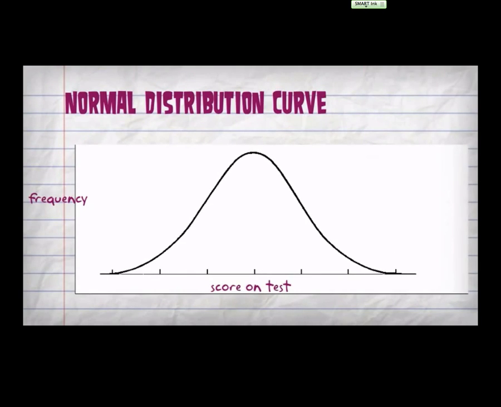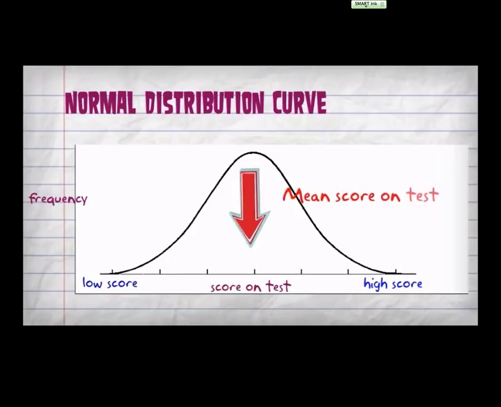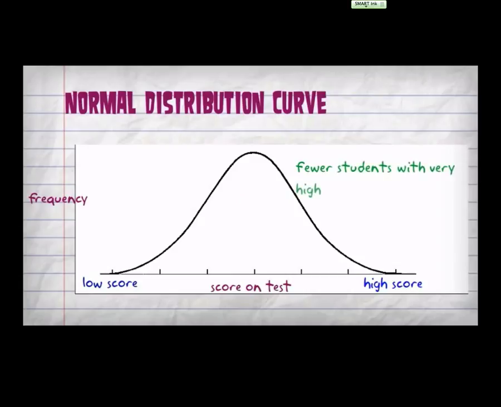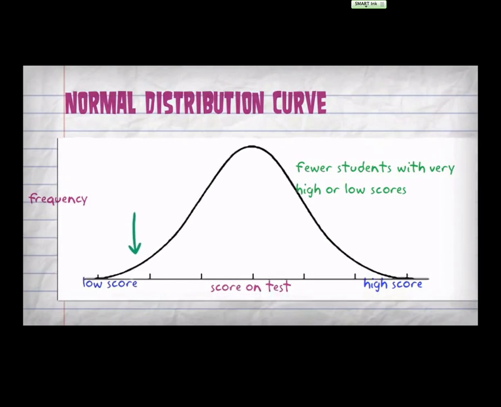So that's what I was talking about, that you get to later, that normal distribution curve. So you expect the scores to mostly be in the middle around the average.